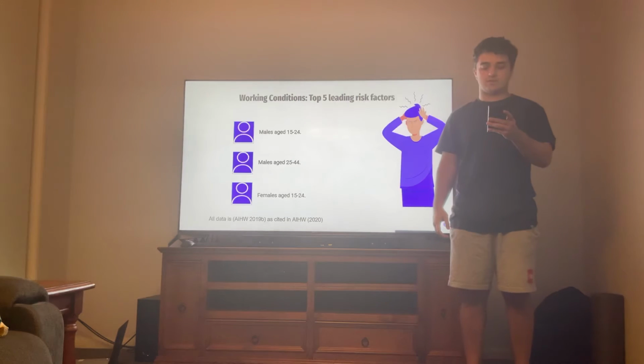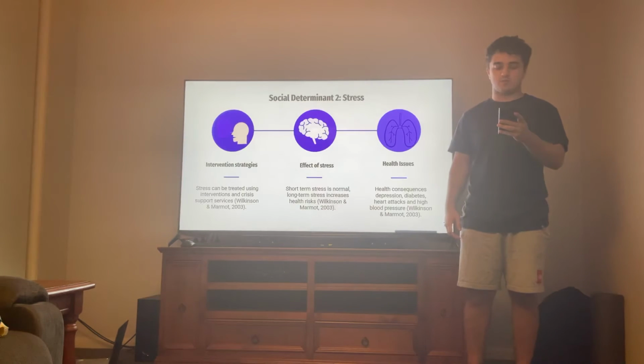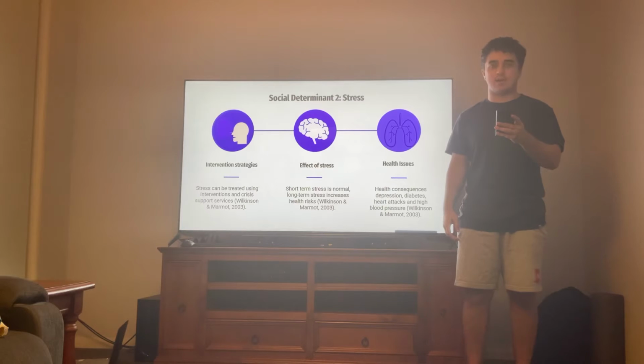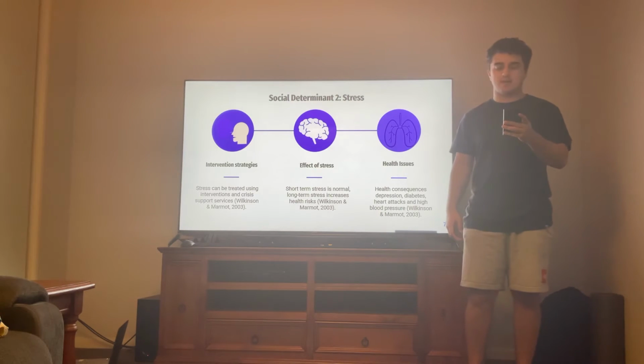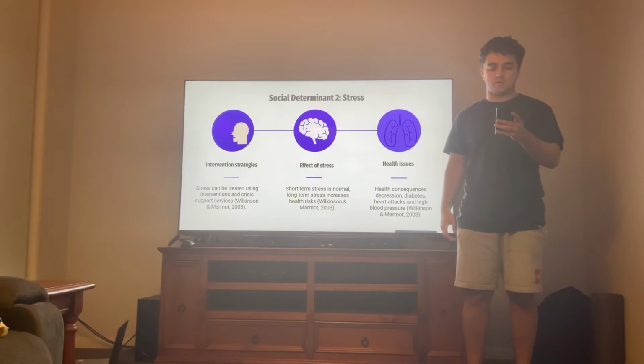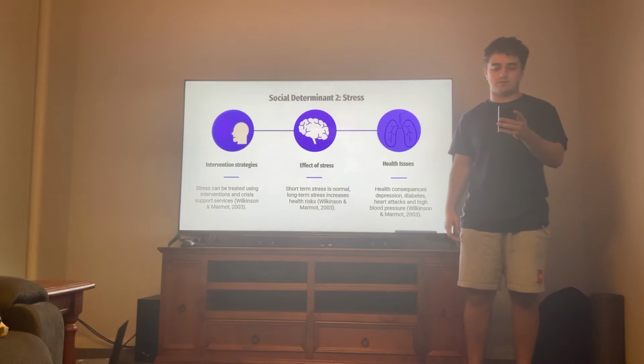Stress can form as a result of social and psychological circumstances and can arise in many aspects of life and is independent of other social determinants. As stated by Wilkinson and Marmot, the body's response to stress can divert energy and resources away from physiological processes that are important to an individual's long-term health.